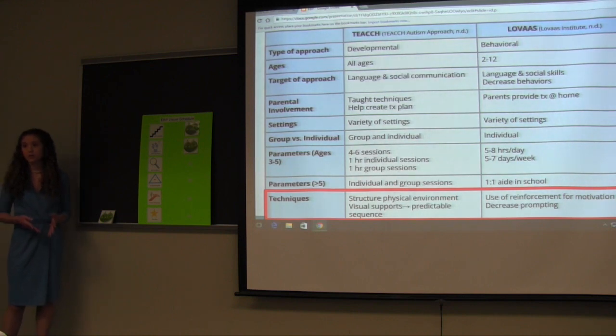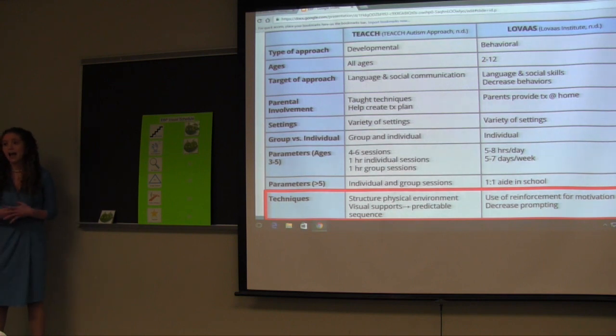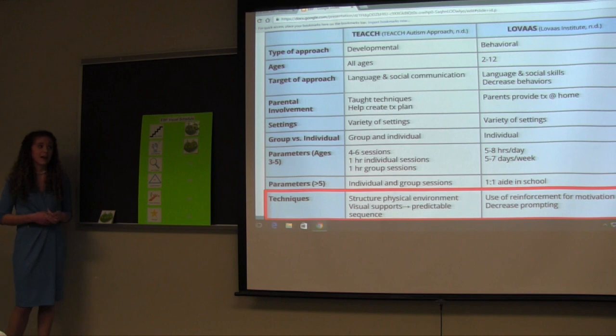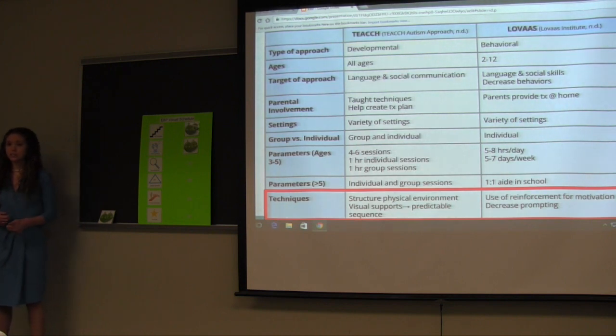Since TEACH is a developmental approach, you will see them structuring the physical environment to promote communication opportunities within the session. They also use visual supports, such as a visual schedule, to teach the predictability and structure of a routine in the classroom. Since Lovaas is a behavioral approach, they will focus on one behavior at a time in the therapy session, and the clinician will use reinforcement to increase the wanted behaviors and decrease the unwanted behaviors.